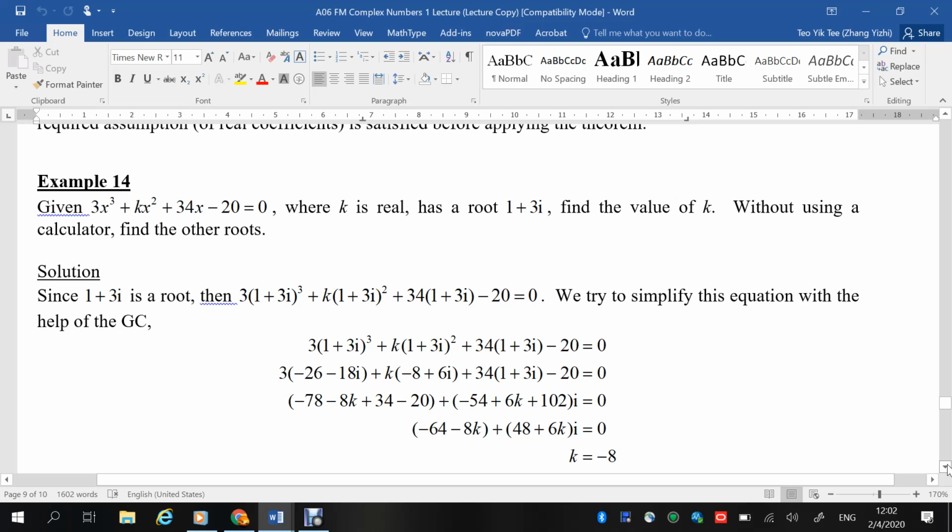Your objective is to solve for a. Expand. How to expand? Calculator cannot be used. They say without the use of calculator. So you must solve it by hand. So this one. Look at how I'm going to regroup it.